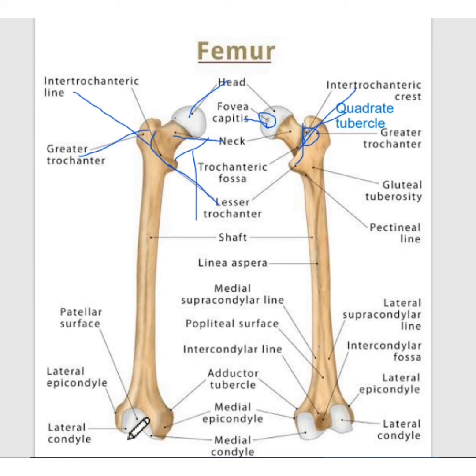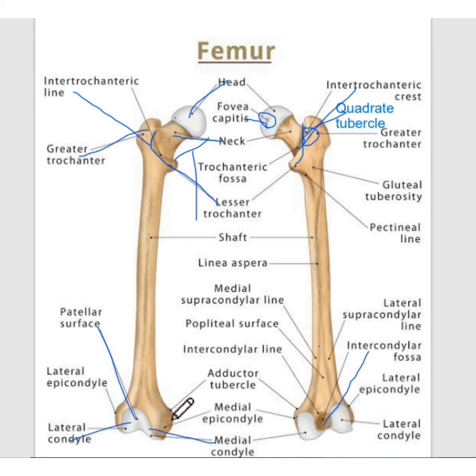Now let us discuss its lower end. Its lower end consists of two condyles which are named the medial condyle and lateral condyle, and the anterior surface of these condyles articulates with the patella and takes part in the formation of the knee joint. That's why this surface is named the patellar surface. But posteriorly these two condyles are separated from each other by a fossa which is called the intercondylar fossa, which is present between these two condyles.